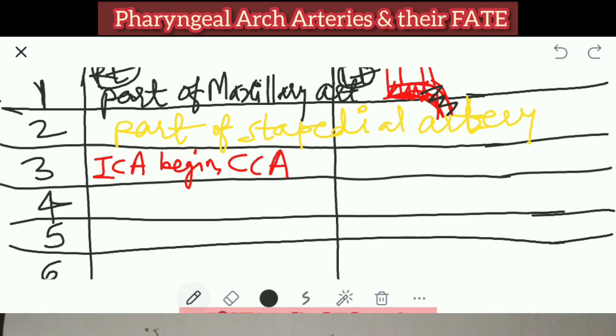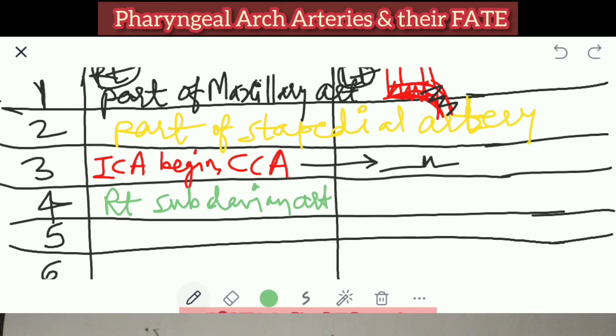And on the left side, what is happening? It is doing the same thing. Now the fourth arch, what happened? On the right side, it became the right subclavian artery, right subclavian artery. And on the left side, what happened? On the left side, it developed the initial part of the arch of aorta. Now, arch of aorta, how much part?